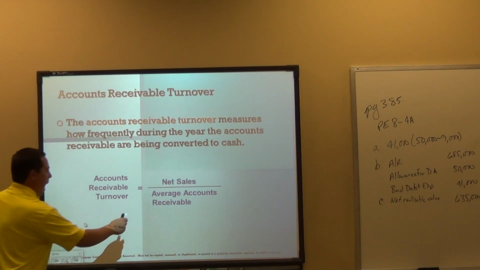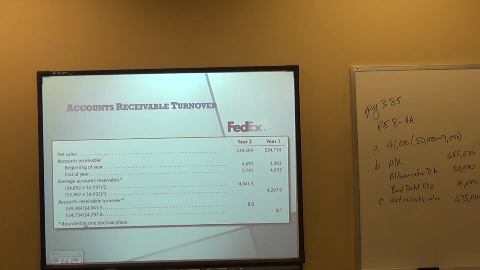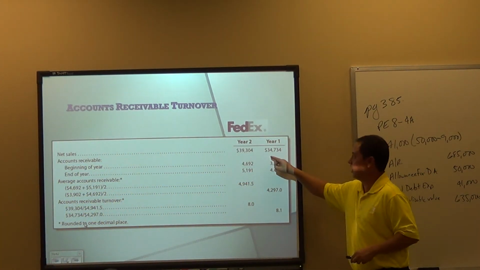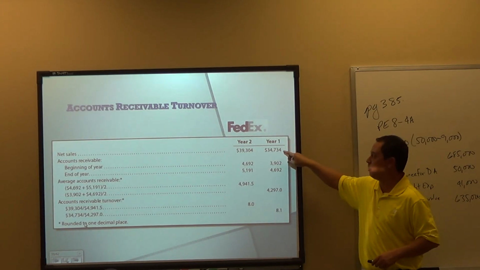Remember that word, average, because the average is the important thing there, because that means we have to take the beginning and ending. We'll take a look at what that means here. So on this one, we're looking at our net sales. Obviously, this is in millions here. I mean, this is considerably more than that.